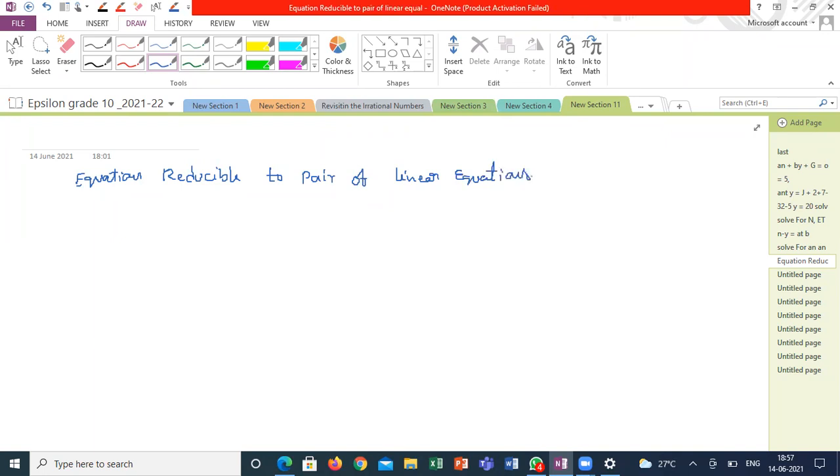Equations reducible to pair of linear equations. So the questions are like this. It is not looking straight away like a pair of linear equations. Suppose the questions are like this: 2 by x plus 3 by y is equal to 13, 5 by x minus 4 by y is equal to minus 2. How to solve x and y here?